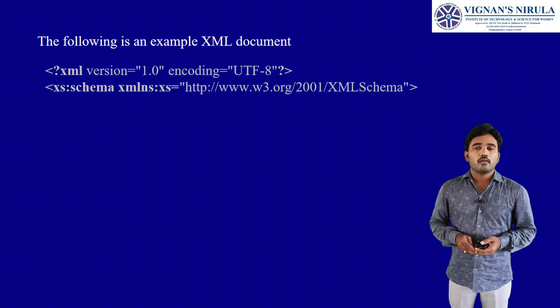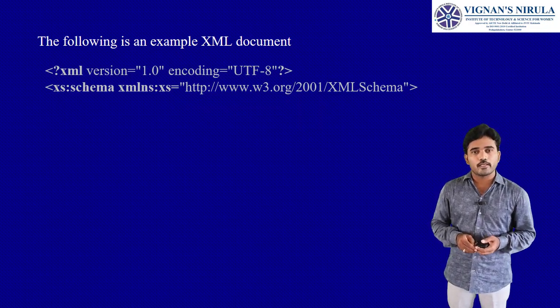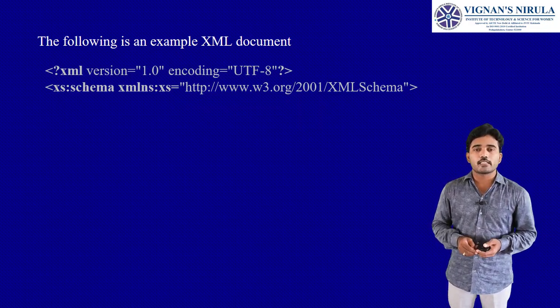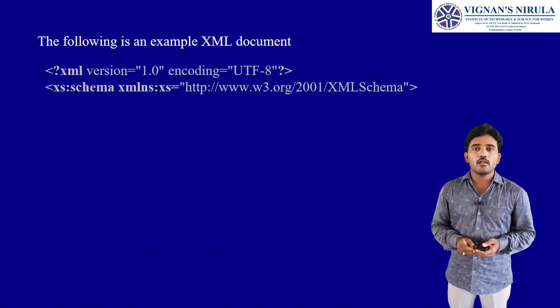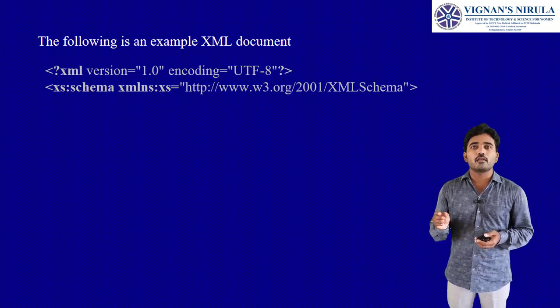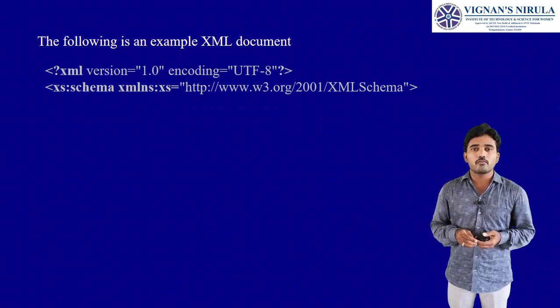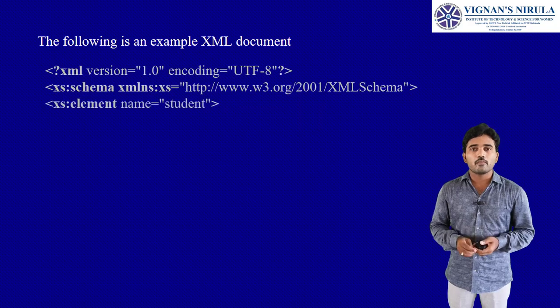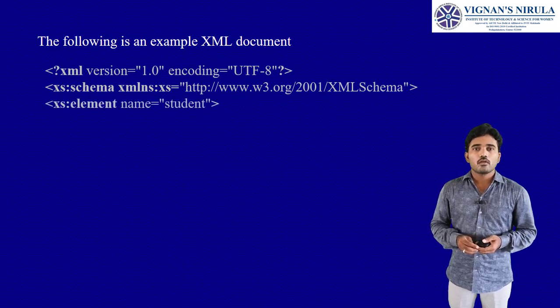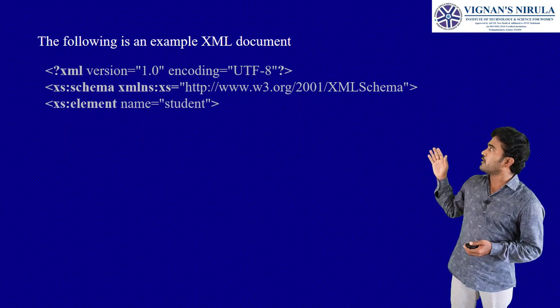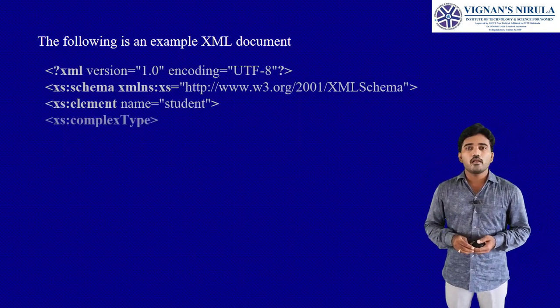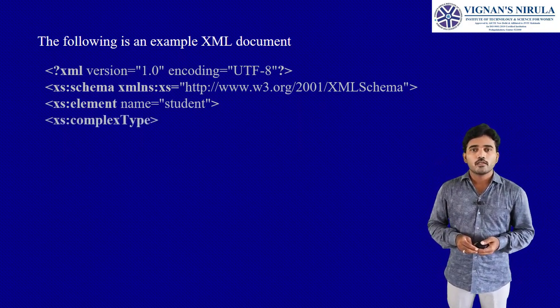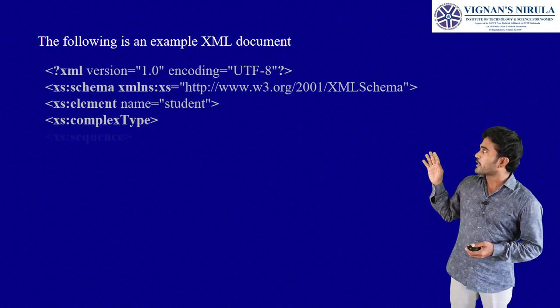For writing the XML schema, you have to write like that. So followed by xmlns, XML namespace, colon xs equals, you need to write http://www.w3.org/2001/XMLSchema. Understood? So followed by xs:element name equals, the element name that I have written is student. Then xs:complexType you must write.